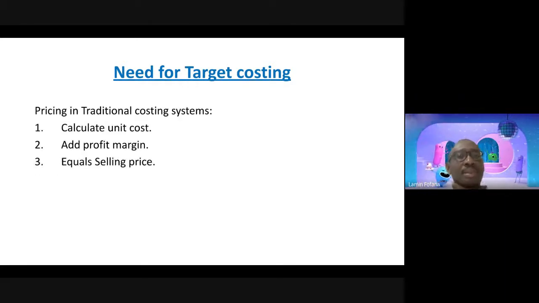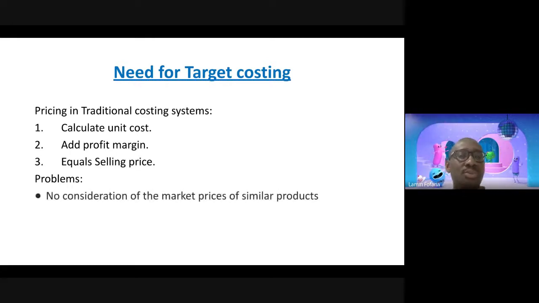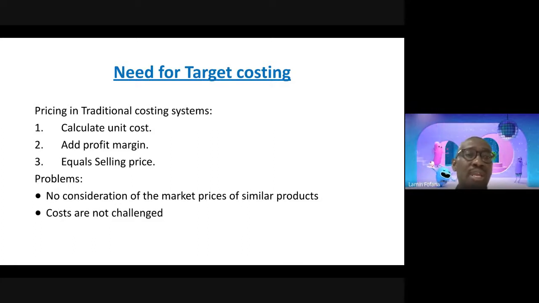So just like I explained, when you look at the traditional costing techniques, this is what we do. We calculate our unit cost first. So our unit cost is composed of variable cost and overhead, isn't it? Then we add our profit. That will determine our selling price. So the most crucial problem is that this selling price does not consider what happens in the market. It does not consider the market price of similar products. Okay? And of course, costs are not challenged.